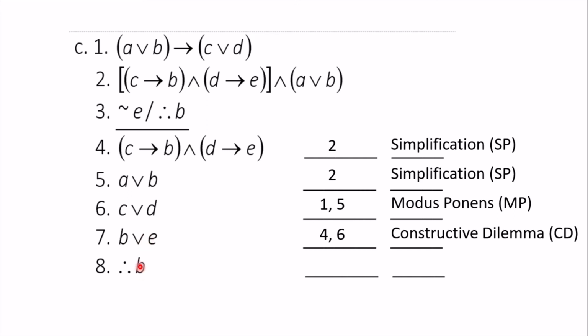Next, how to come up with B. Now, take a look at this. B or E, makukuha natin yung B pag meron tayong not E. Meron ba tayong not E? Yes, yun yung premise number 3. Pag hindi na siya E, because of the not E, then we get B. So that is why we have a conclusion B. Now, using 7 and 3, we come up with B using disjunctive syllogism.